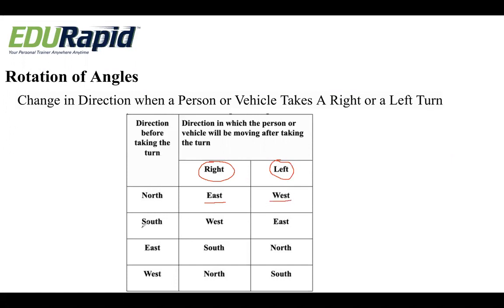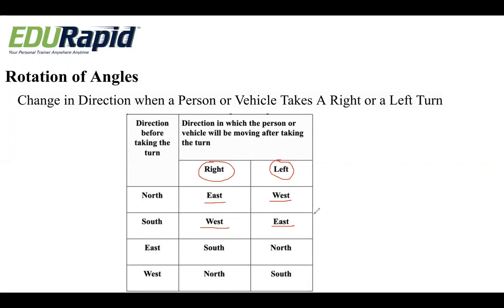Let's say somebody is going south. Let's say somebody is riding a bike or driving a car in the south direction. If they make a right turn, they will be going west. If they make a left turn, they will be going east. Just imagine that somebody is going towards Kanyakumari and they make a left turn, they will be going east. If they make a right turn, they will be going west. Just imagine where the sun rises. The sun always rises in the east and sets in the west.